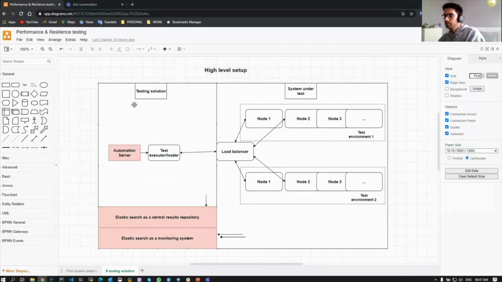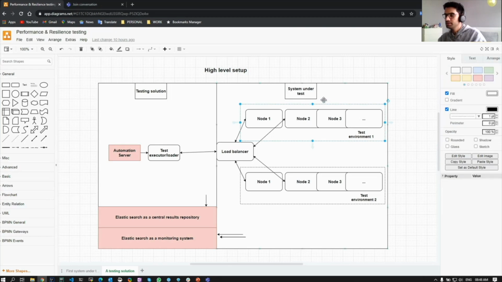This is where I created that small diagram just to explain to you how the setup looks. In this project, as I said, we had multiple customer environments. So first one is here, second one is here. This is the whole system that we test.